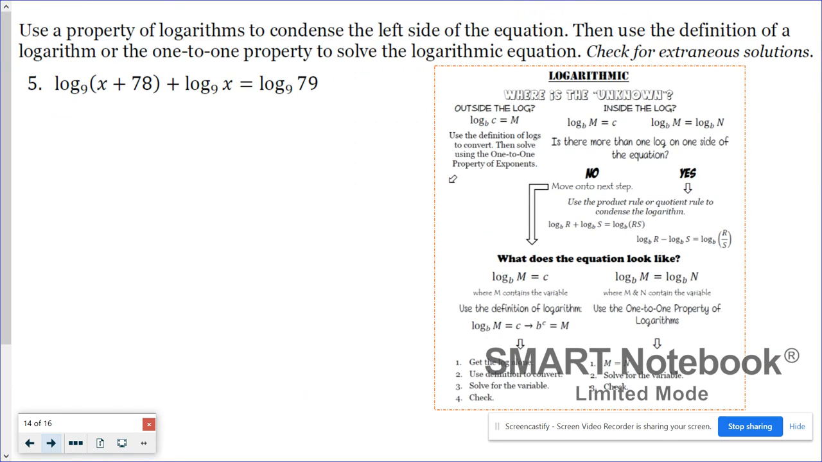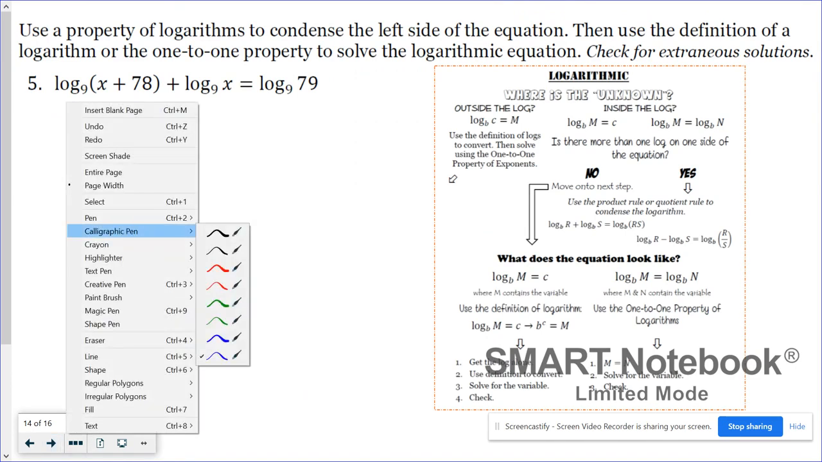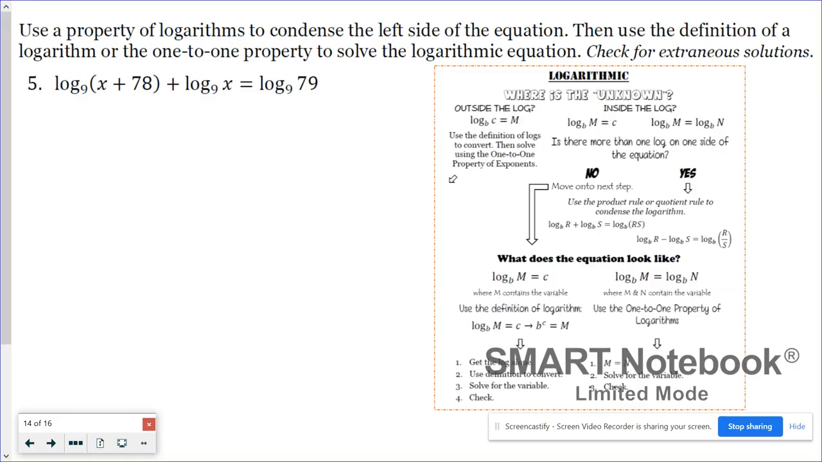So let's actually try one of these from start to finish. Okay. So number 5. I have log base 9 of x plus 78 plus log base 9 of x equals log base 9 of 79. Is there more than one log? Yes, there is. I have log plus log, so I'm going to use my product rule to write this as 1 log.